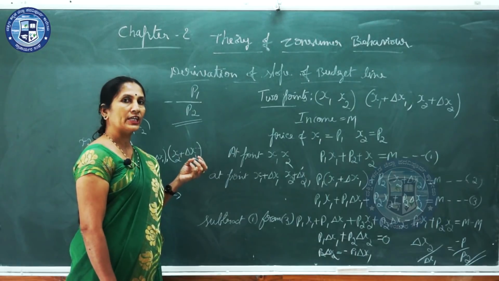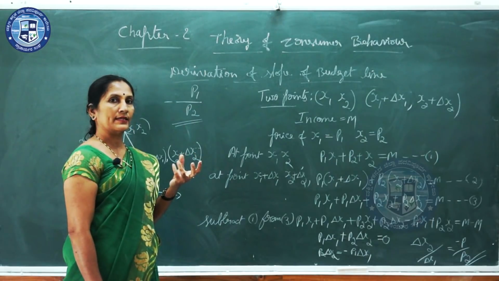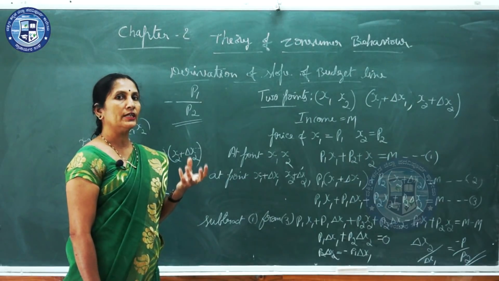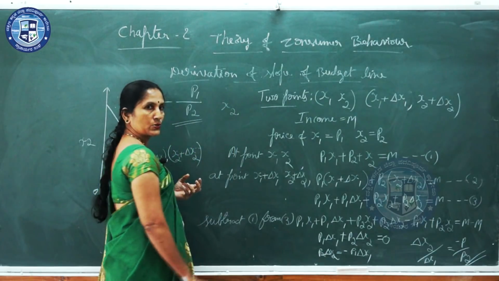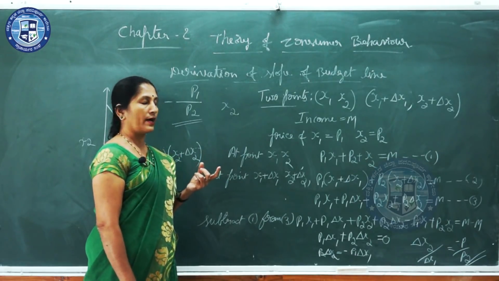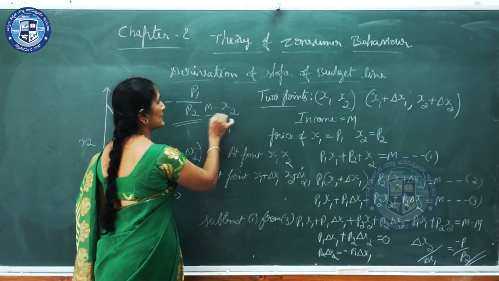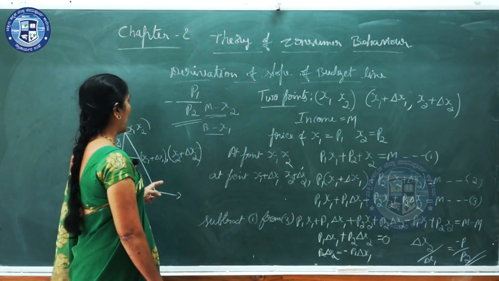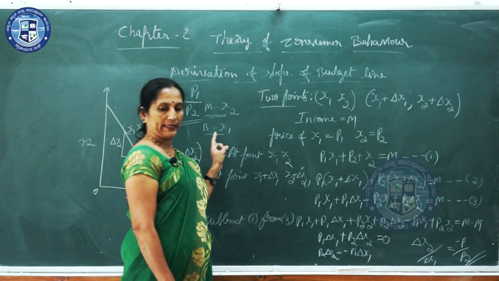The amount of change in one product, mango, we write here as x2, required per unit of change in another product, banana, which is x1. Mango we took as x2 and banana as x1 on the budget line. That is called the derivation of the slope of the budget line.